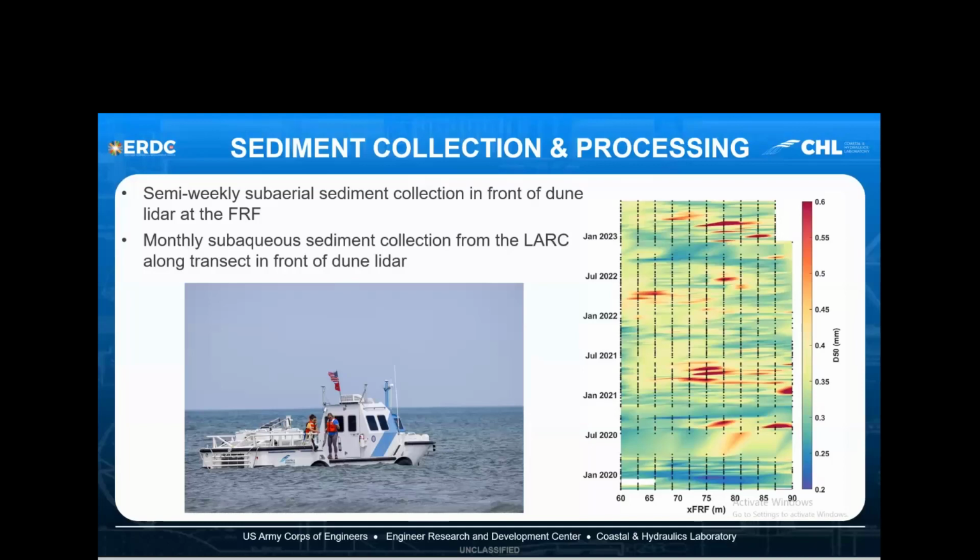And so you can see here that our grain size is varying a decent amount in both space and time, with right now the largest D50 grain size on this color bar as 0.6 millimeters, but we've seen the D50 range all the way up to over 1 millimeter. And it is pretty variable throughout space and time. And then we also have been collecting about monthly subaqueous collections from the LARC, also following along a transect in front of the dune LiDAR, but that data is not being considered here. It's just another piece of data that we have started collecting.